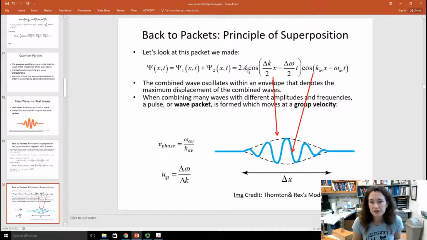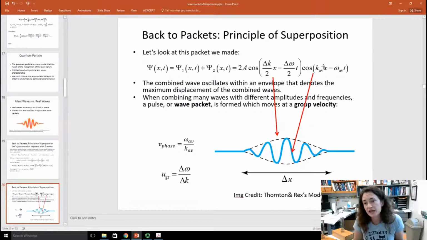Now, each one of these cosine terms that are multiplying one another represents a different part of this picture. The cosine with the delta k and delta omega, that's the envelope, which is represented here by a dashed line. Now, in the real wave packet, that dashed line wouldn't be there, and you just see the blue. But the dashed line here helps guide your eye. Basically, what this part does is modulate the amplitude of our wave, okay? So it defines the envelope.